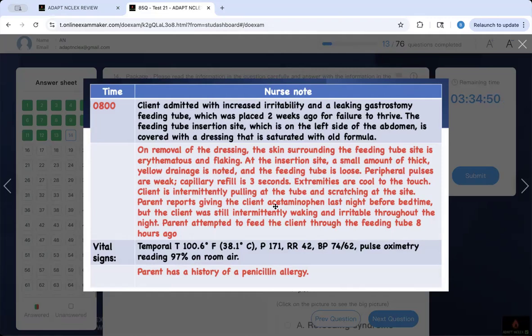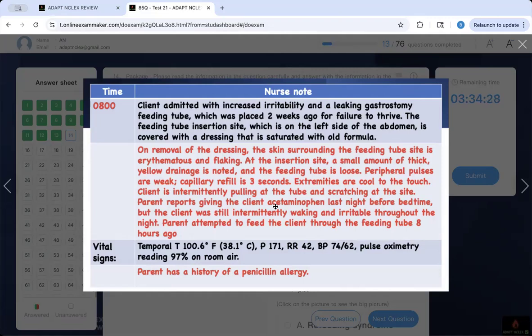Peripheral pulses are weak. Patient may be dehydrated. Capillary refill is 3 seconds, borderline. Extremities are cold to touch. Dehydration. Client is intermittently pulling at the tube because he may be infected and scratching at the site. I'm showing you how you read a case study. As you read, you connect it to the beginning and see what you suspect is going on.